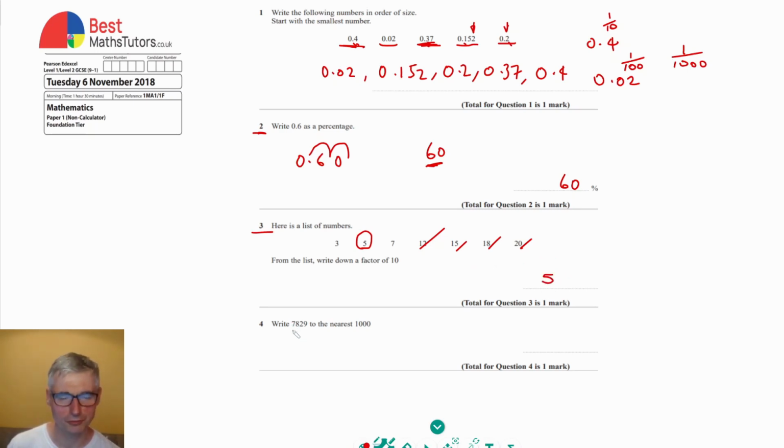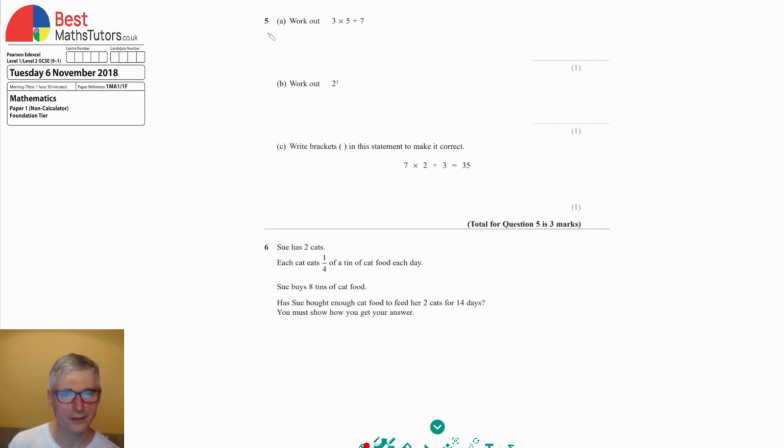If we look at question 4 now, we've got to write 7829 to the nearest 1000. So we need to know that the 7 is the number that's in the thousands column, and we need to look at the next digit. Because the 8 is 5 or more, that means we have to add 1 on to the 7 in the thousands column. So we get 8,000.